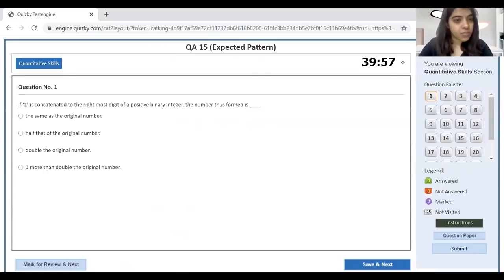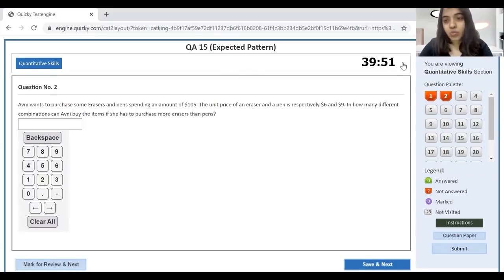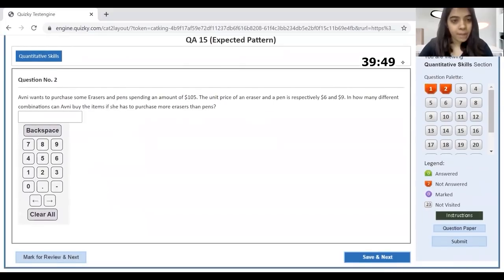Alright, the first question we have is about the rightmost digit of a positive binary integer. I'm not very comfortable with the concept of binary, so I'll move forward. Erasers and pens, okay, amounting to an amount of 105. Unit prices are 6 and 9. Different combinations. Okay, so these are simultaneous equations.